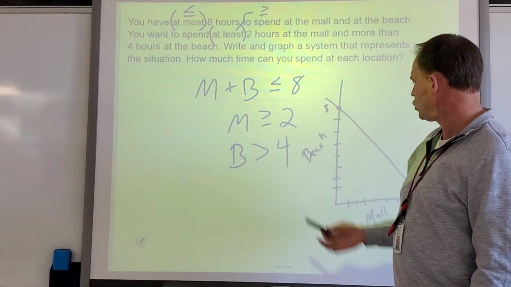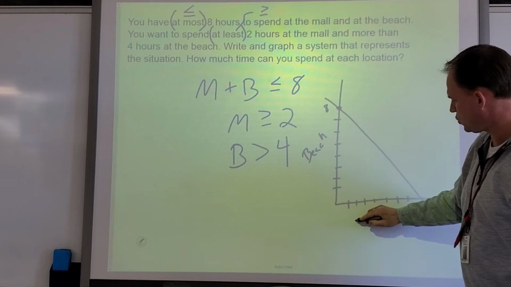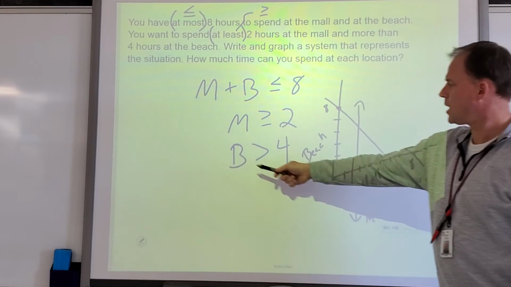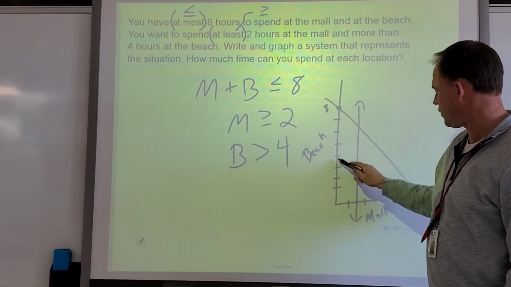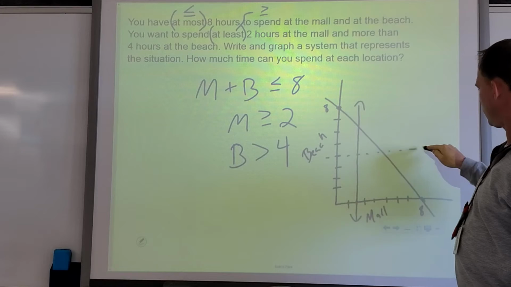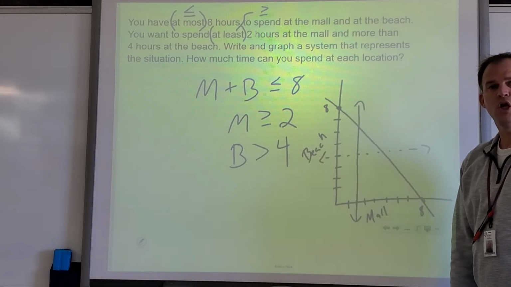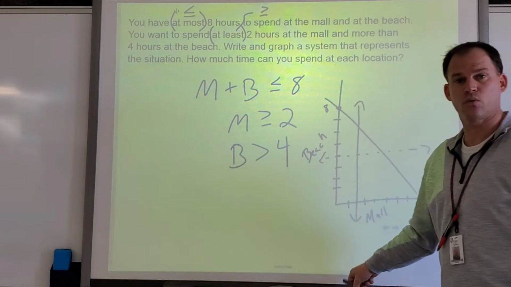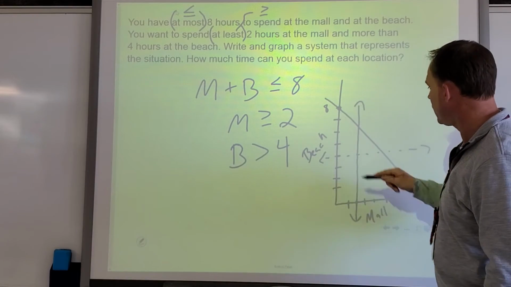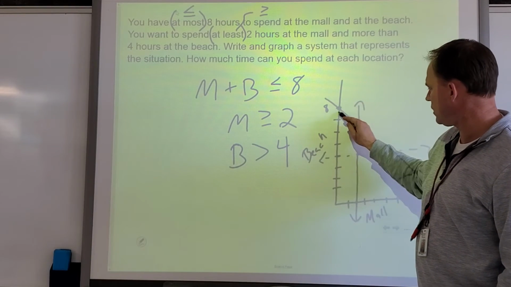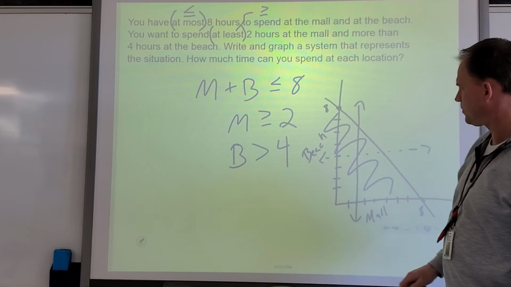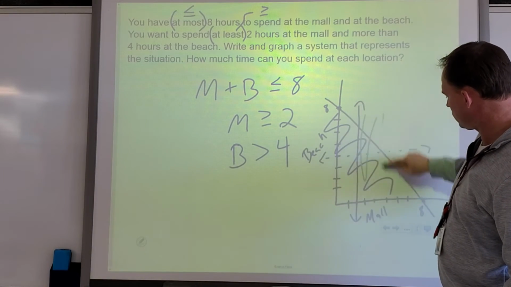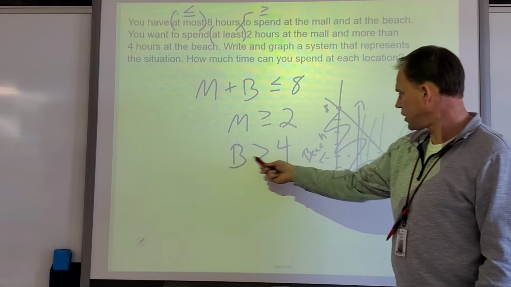M greater than or equal to 2. So my m, here's my 2. Right there. B is greater than 4. So, where is my shaded region? Well, I don't want to make this look too messy, all right? But I've got less than this line. I've got greater than 2. And I've got greater than 4.